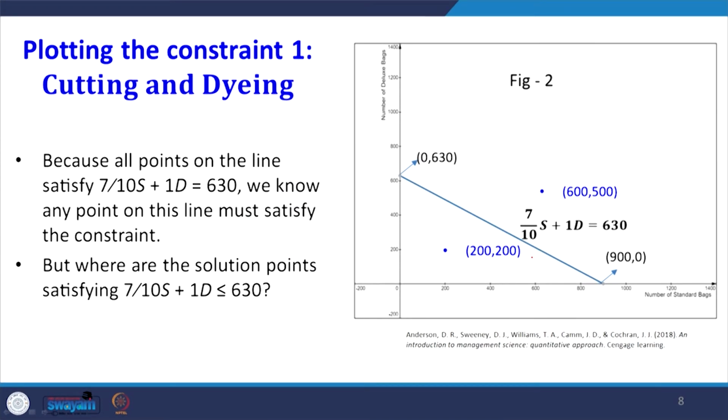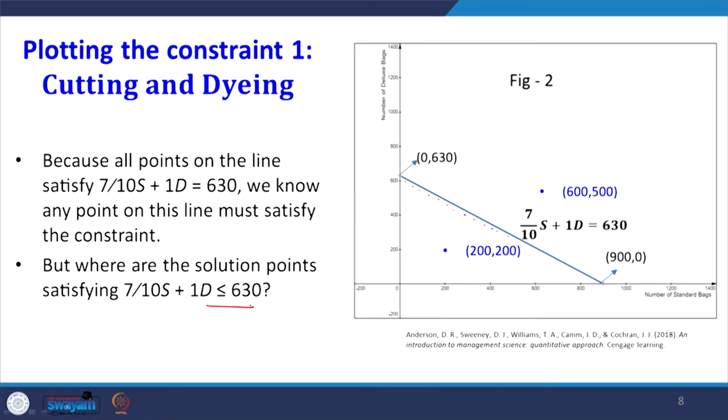Because all the points on the line satisfy 7/10 s plus 1d equal to 630, we know any point on this line must satisfy the constraint. So, all the points above this line will not satisfy the constraint. But our constraint is less than or equal to 630. So, where are the solution points satisfying the constraint of less than or equal to 630?